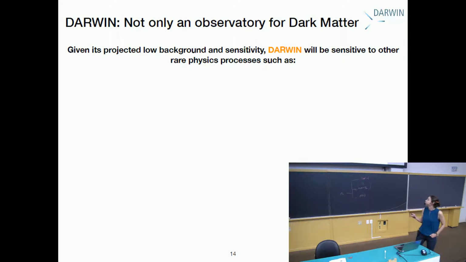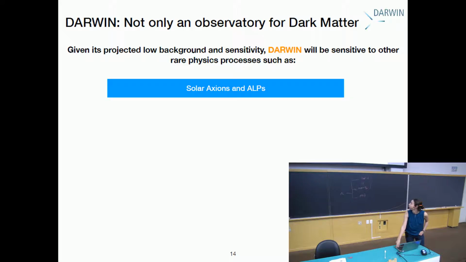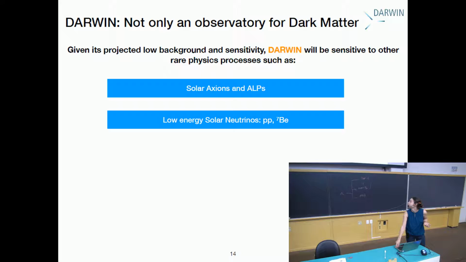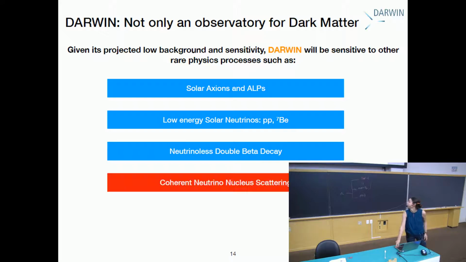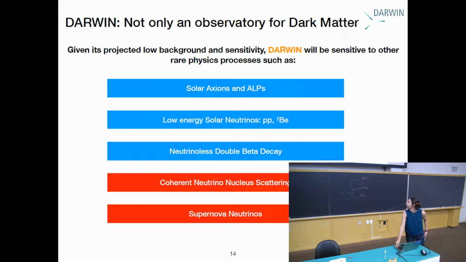So, given its projected low background and sensitivity, DARWIN will not only be an observatory for dark matter. We expect to see other channels as well, like solar axions and axion-like particles, low energy solar neutrinos, neutrinoless double beta decay if the neutrino is a Majorana particle, and coherent neutrino-nucleus scattering. We can study this process that was observed by COHERENT last year. And supernova neutrinos, this is also a very interesting channel.